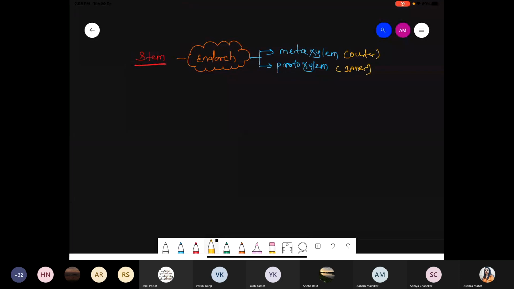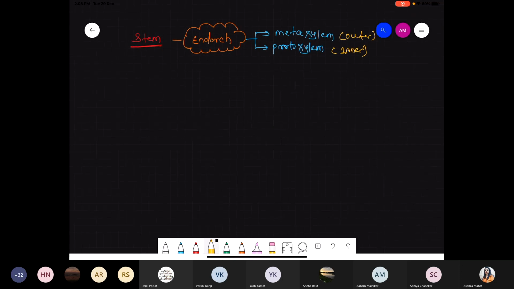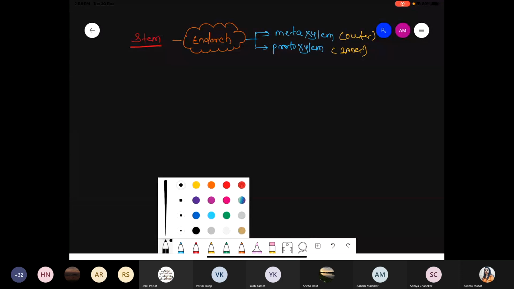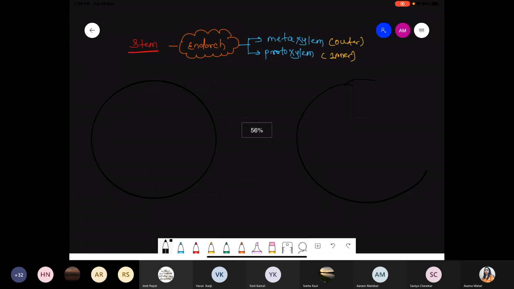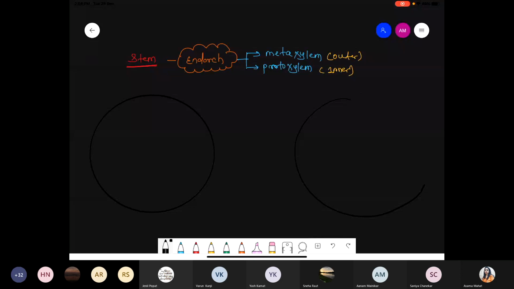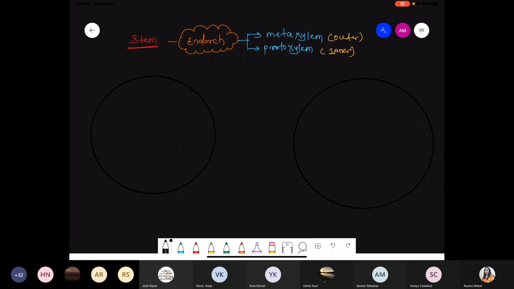Okay. So quickly we are taking the diagrammatic representation for the dicot as well as the monocot stem. Please make sure we draw two circles in one line. Inside those circles we represent the TS section for the dicot and the TS section for the monocot. Please arrange according to your point of view. Just see how it looks.